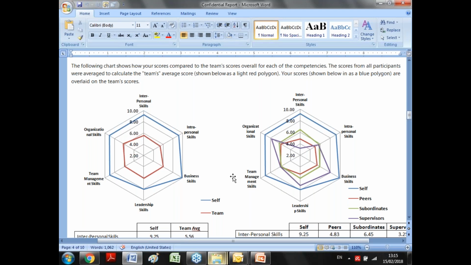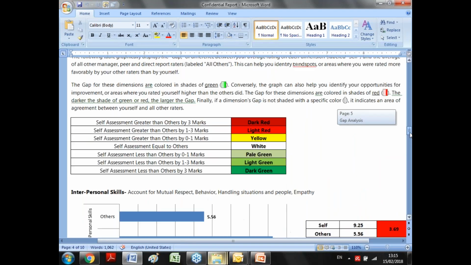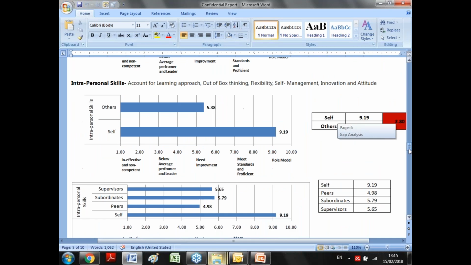Here again the concept is the same, but here we didn't start from the top, we started from the middle, and we tried to generate the top objectives accordingly. So this again shows how peers, subordinates, and supervisors differently rate the incumbent. This is the gap analysis, showing how the incumbent's thinking differs from what others are thinking and what the self rating is, parameter-wise.